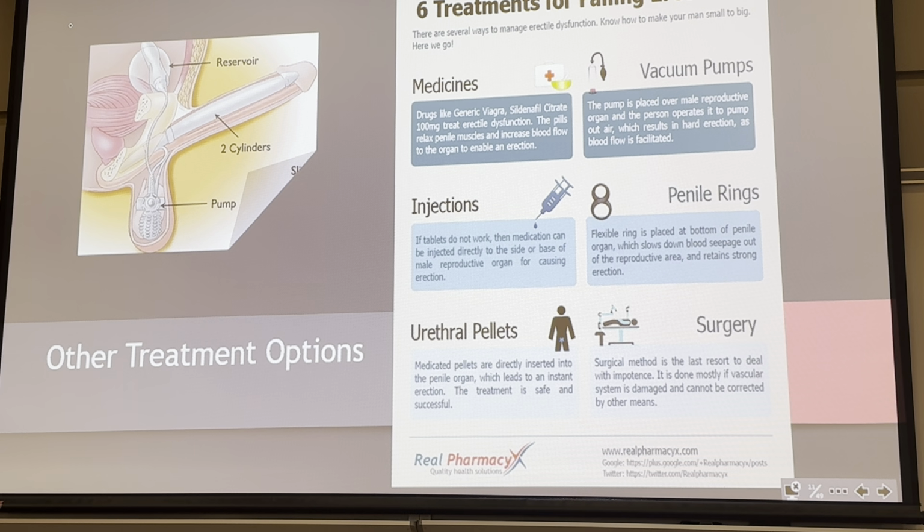The other thing would be a vacuum device with a ring, so that's the top right. The way this would work would be a vacuum pump that essentially pulls blood into the penis, and then they would put a ring at the base of the penis to keep the blood there until they've had sex, and then they would take the ring off. The key is the ring cannot stay in place more than an hour. So you would use the vacuum to cause an erection and the ring to maintain it, but it does not need to be in place more than an hour.